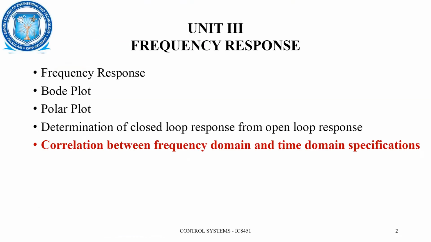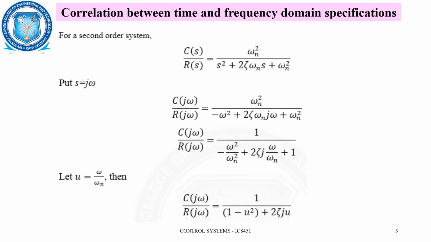Specifications. Let us see about the correlation between the time and frequency domain specifications. For that, let us consider a second order system. The standard transfer function is C(s)/R(s) equal to omega n square divided by s square plus 2 zeta omega n s plus omega n square.